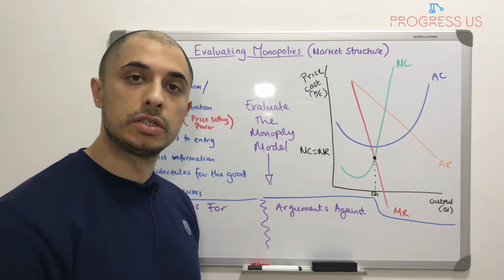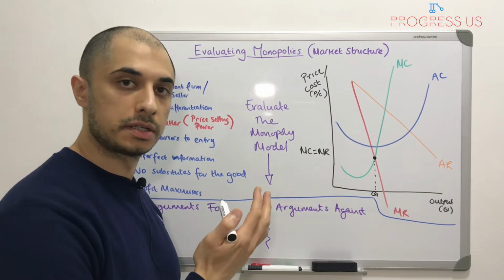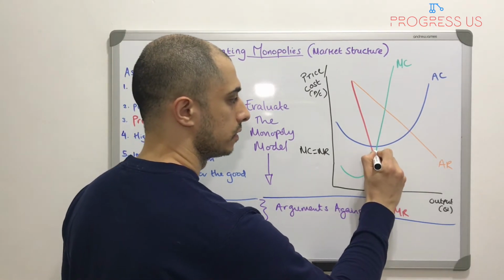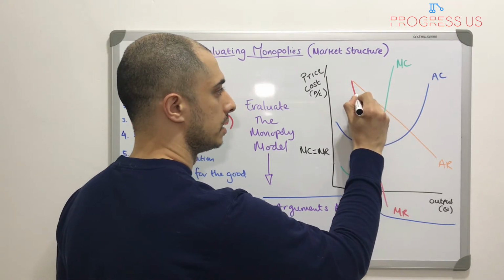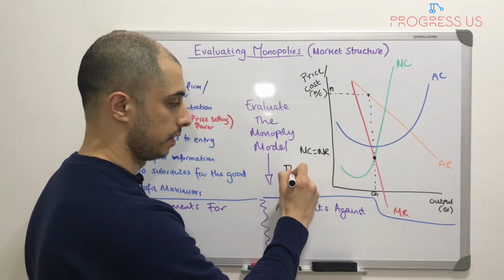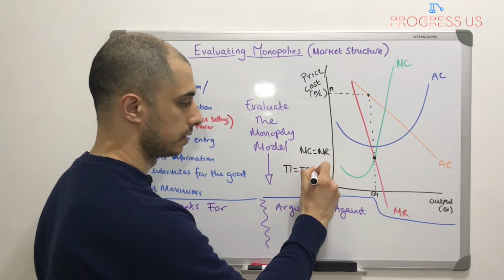At this point, what you need to do is take that level of output up to the demand curve, which is the average revenue curve. So you just take that up, and what that will give you is the price that the monopoly can charge the consumer. Profit is equal to total revenue minus total cost.